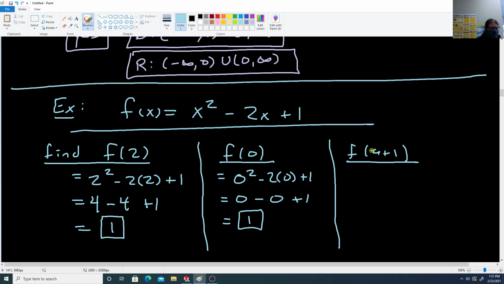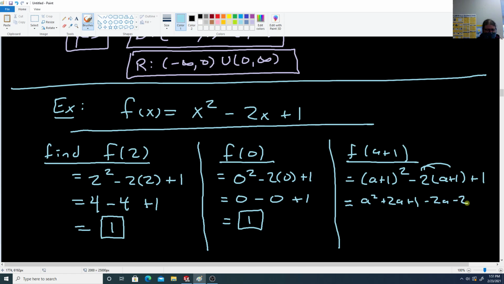When I want f of a plus 1, I replace the x's with a plus 1's, and then I simplify it out. I don't solve for a though, because they haven't told me anything about what that function is equal to. So my answer is actually going to be an expression involving a's. I'll FOIL that term out. That'll be a squared plus 2a plus 1. The negative 2 is going to distribute here, so I'll have negative 2a minus 2. And then we'll have plus 1.